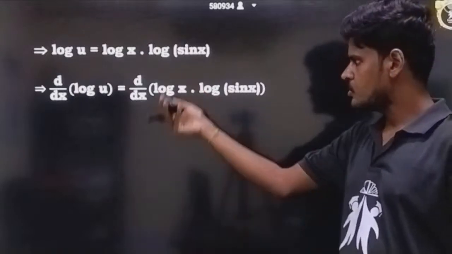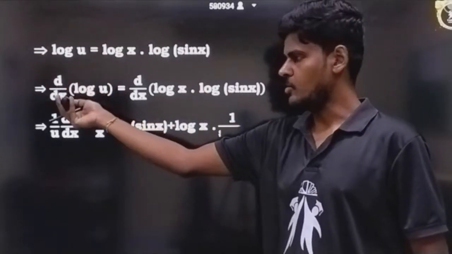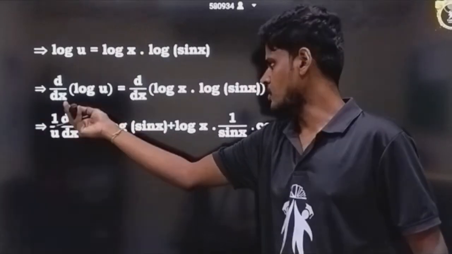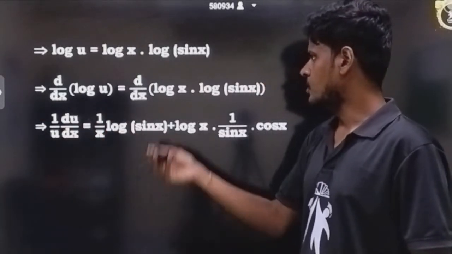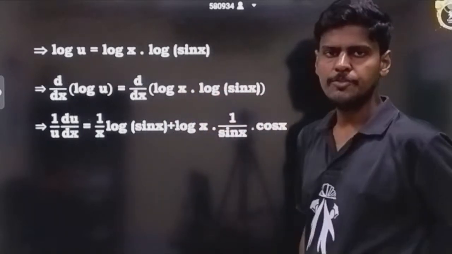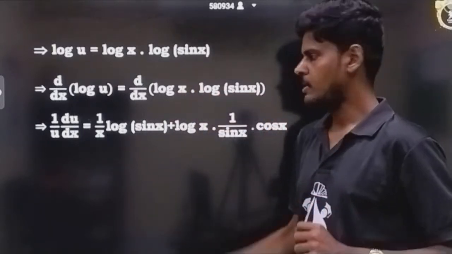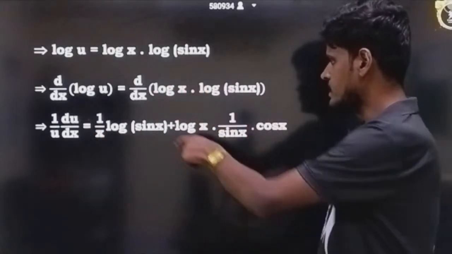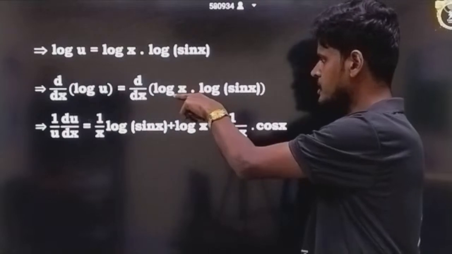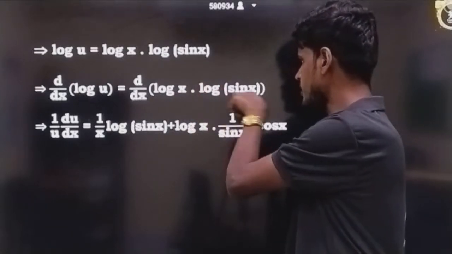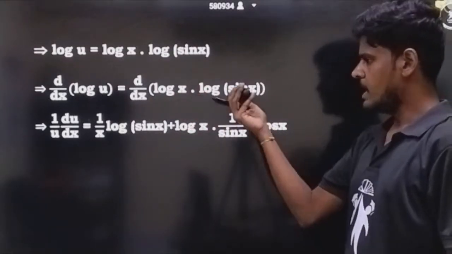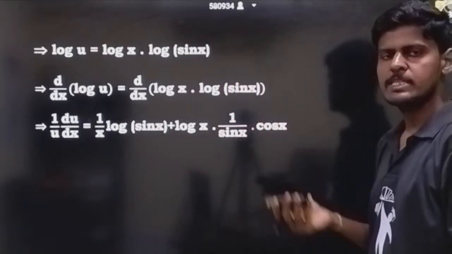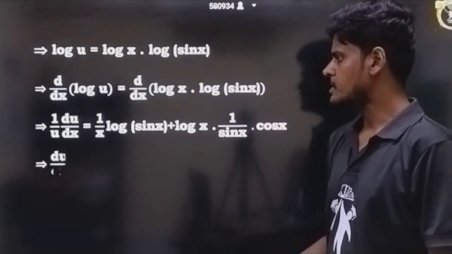Differentiation of log u is 1 by u, and then we have to differentiate u with respect to x. So this value is 1 by u into du by dx, which is equal to the differentiation of a product of two functions, so we have to apply the UV rule. First differentiate log x, that is 1 by x, into the other term as it is, log of sin x, plus keep log x as it is and differentiate log of sin x. That will be 1 by sin x into the differentiation of sin x, which is cos x. Now simplify this.